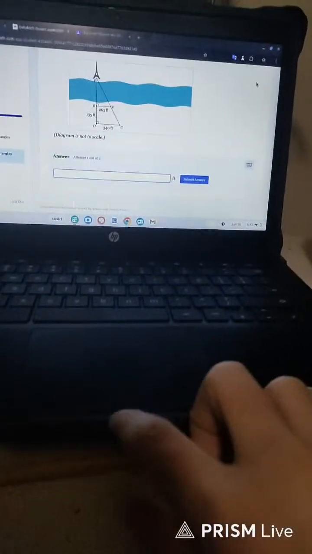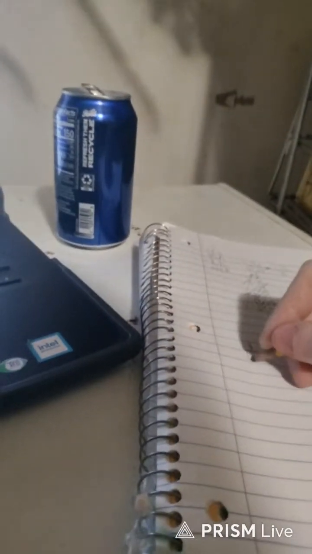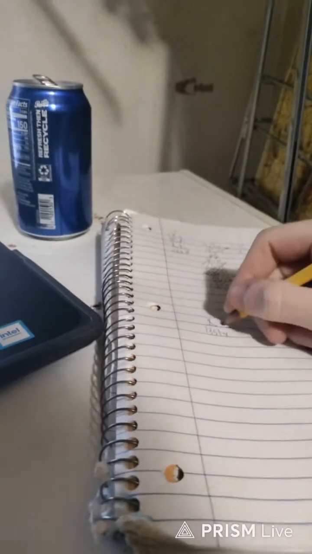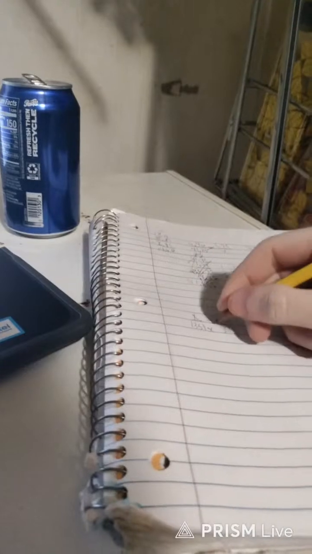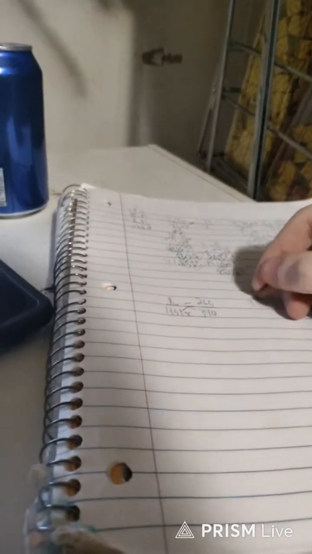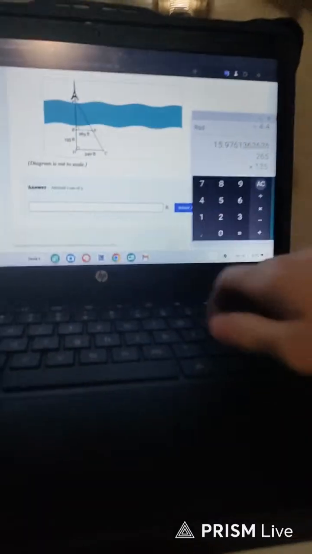Alright, I'm looking for this. So PR. It's going to be PR, so it's going to be x over 135 plus x, which is equal to 265 over 340. We cross multiply, that's 340x, and that is equal to, let me do that, 265 times 135, and that is equal to 35,775.